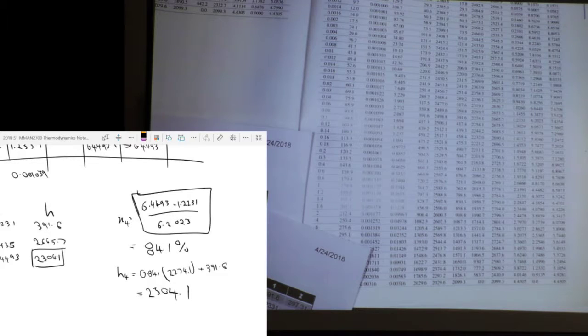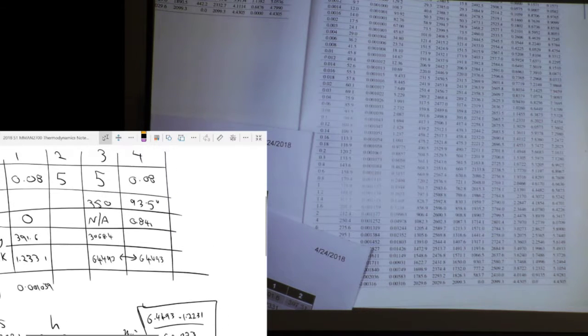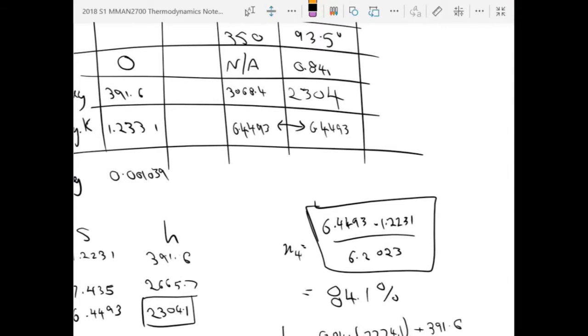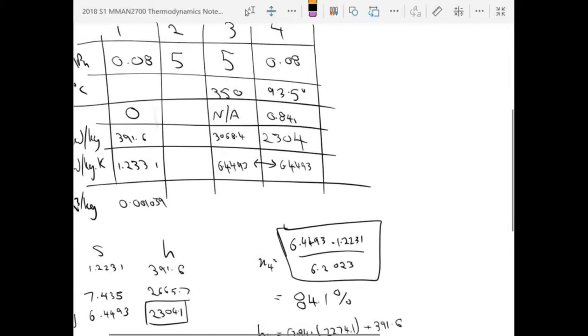I reckon something like equality is a good thing to put in a calculator, because you're probably going to be using that to then calculate further values. There's a little truncation error, but that's okay. Let's call it 2304. As it turns out, one or two in a number that's got a magnitude of 2000 isn't a big deal. So we'll do that. Okay, so now we've defined state point 4.